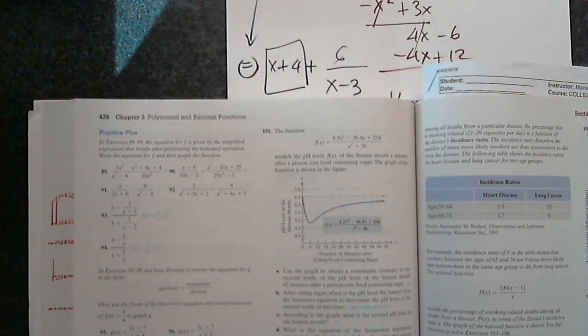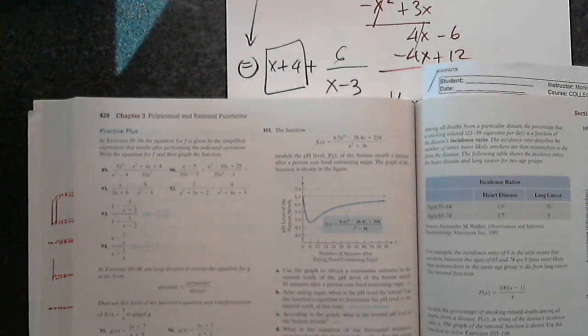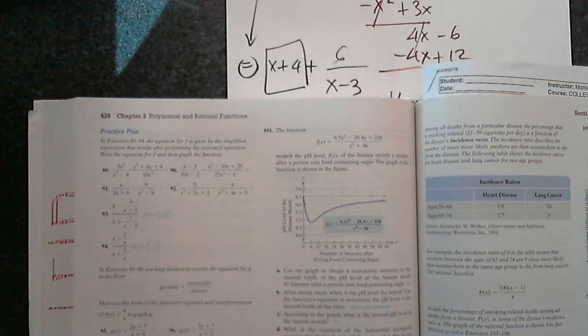Okay. So I go to second table, and I plug in 6. So 4.8. So coming back, it says determine the pH level after 6 minutes, 4.8. Part C, according to the graph, what is the normal pH level of the human mouth? What is the equation of the horizontal asymptote associated with this function?